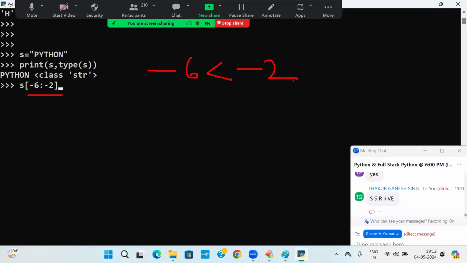Your answer was false. Minus 6 less than minus 2 is true only. Why did it give false? Even students don't know true and false also. You also don't know. Does anybody know? Want to check? Already checked?